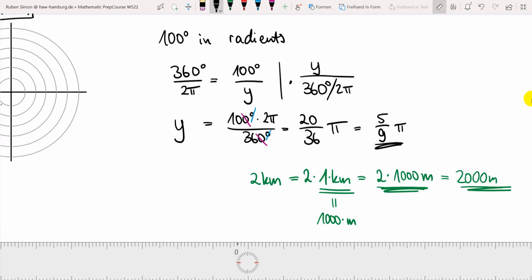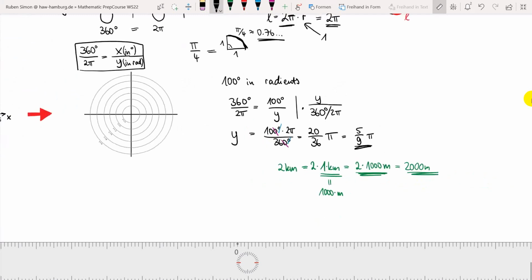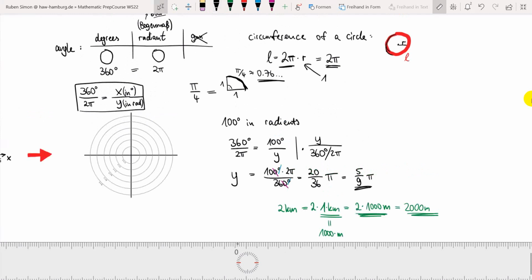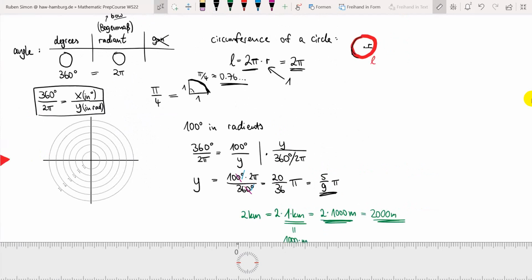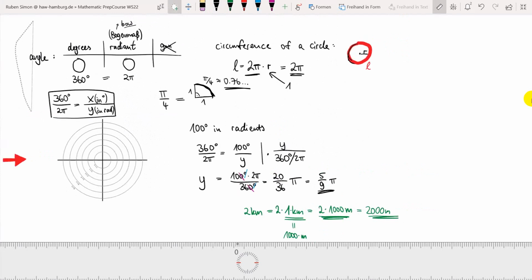All right. So far, so good. This should be enough for now. As I said, we'll deal with angles and trigonometry on another day of the preparation course again. But it's good that we already mentioned it, because we will definitely need angles for our work with the polar coordinates now.